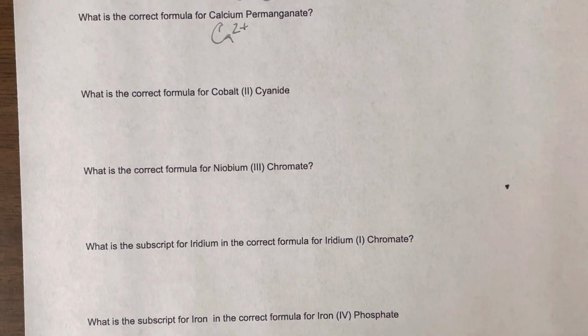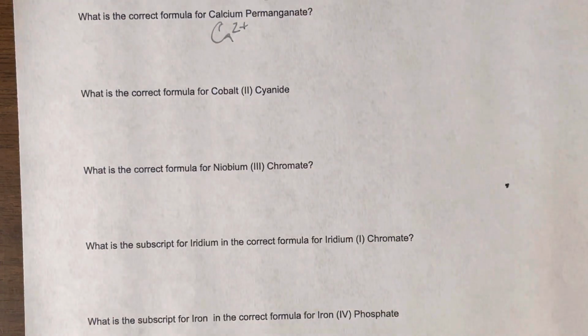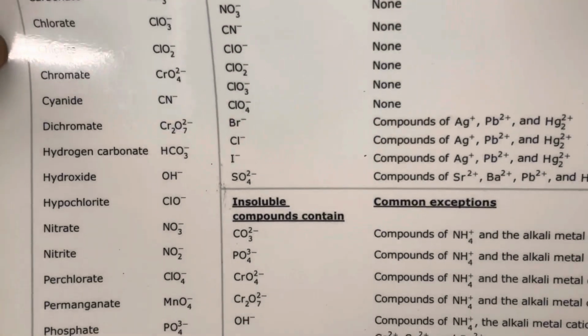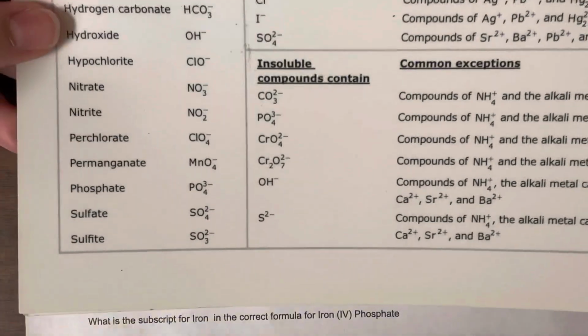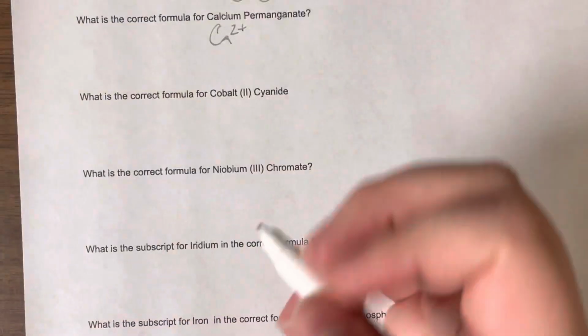thing to do. Permanganate, this suffix -ate gives me a clue that that is in fact a polyatomic ion, so I'm going to look on the inside of my periodic table. When I do, I can find permanganate toward the bottom here, and it is MnO4 with a charge of -1.